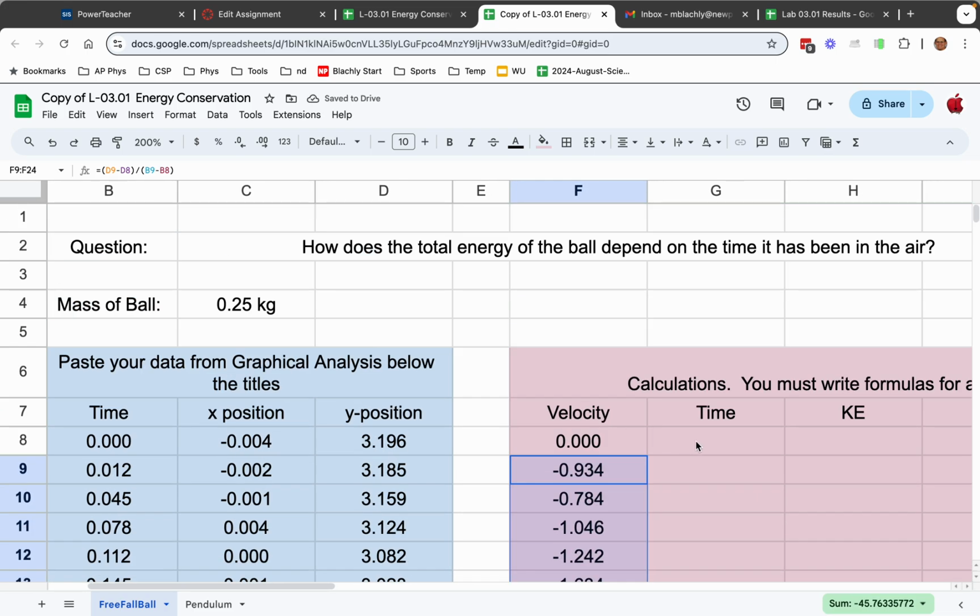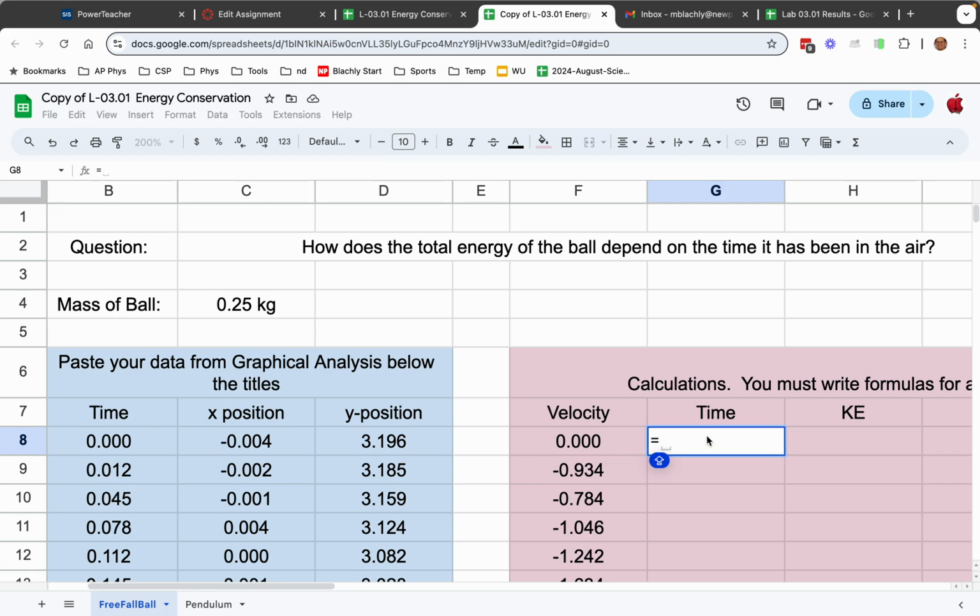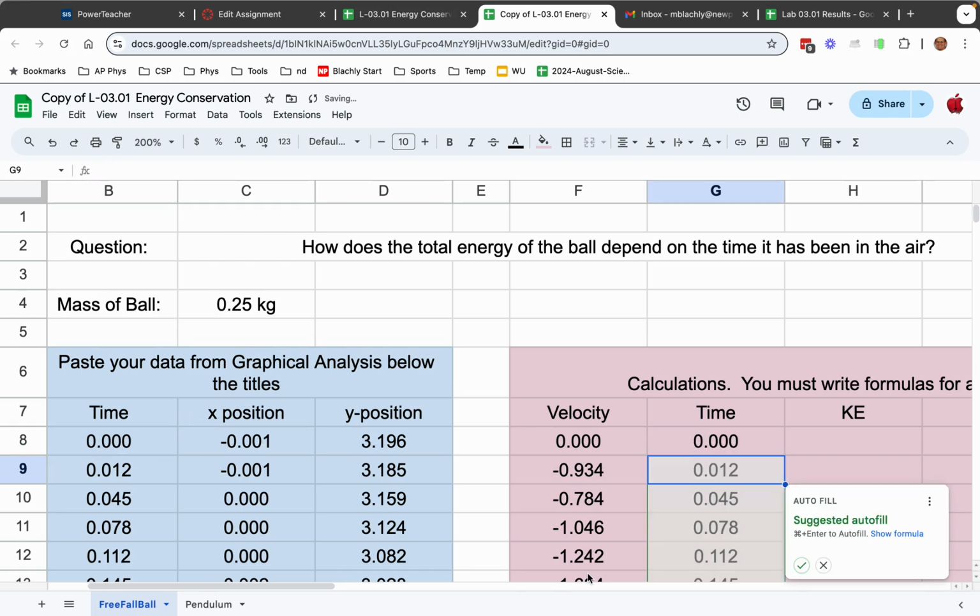Then you're going to have to find the time. It's over here in this column. So the easy way to do that is just to type equals. So what goes in cell G8 will simply be whatever is in cell B8. So that just copies the time from one cell to the other.